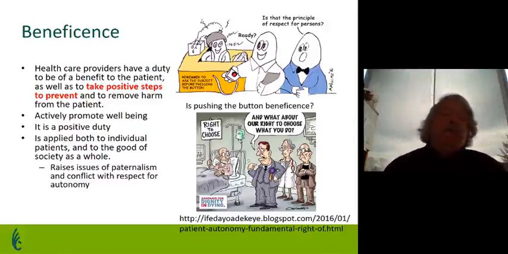Benefits is kind of the flip side of the coin to non-malfeasance. Benefits is the idea that healthcare providers and others have a duty to benefit a patient or other individuals, that they should take positive steps to prevent and to remove harm from the patient.